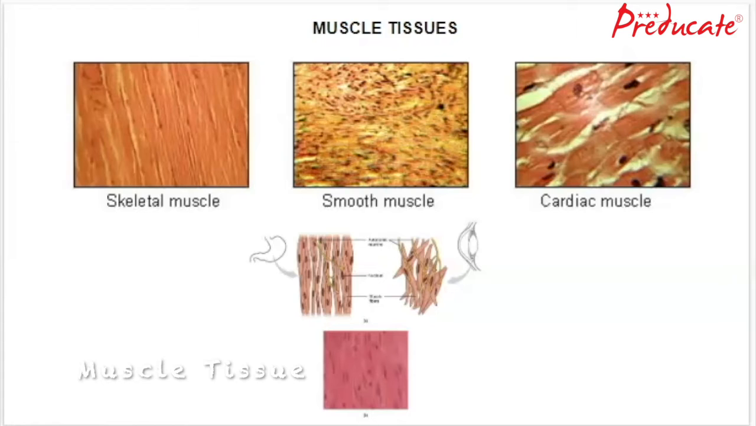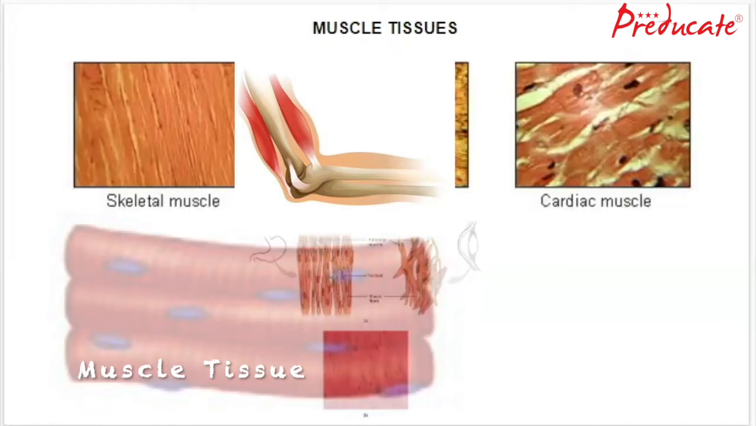There are three different types of muscle tissue, that is cardiac, skeletal and smooth. We are going to study each type one by one.